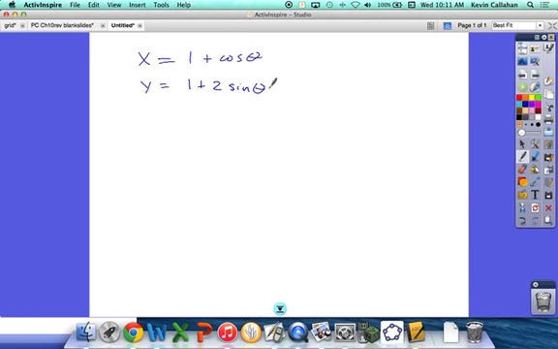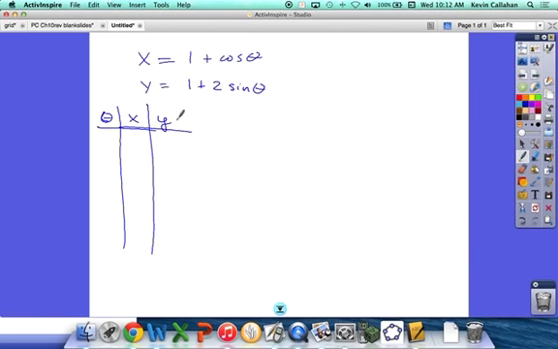Parameter is the variable that both x and y depend on. What's the variable? Theta. Cosine is not a variable. Theta is a variable, right? So we would make ourselves a table of values. And actually, I need 3 columns: a column for the theta, a column for the x, and a column for the y. What values should I plug in for theta?